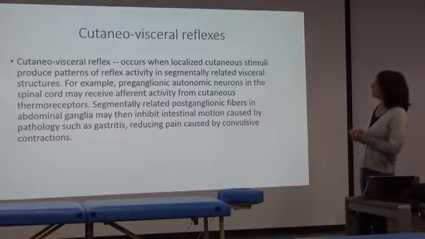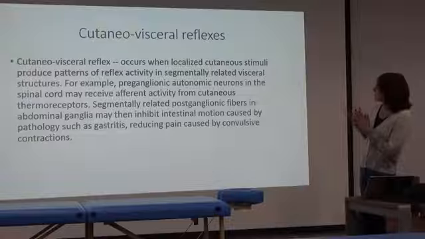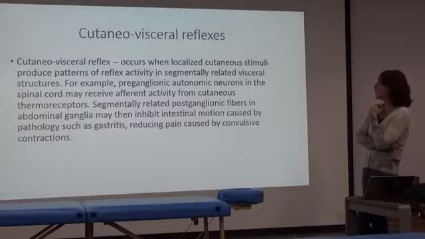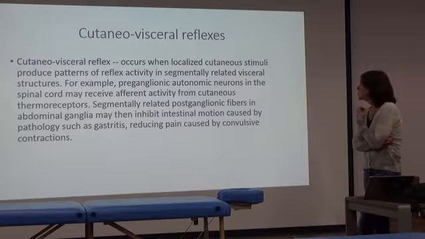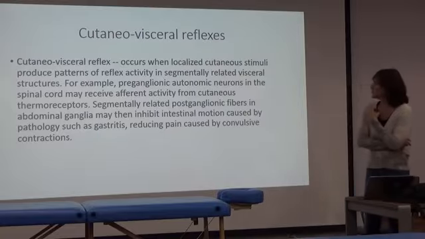Cutaneovisceral reflexes. That's the other way around, where a problem from the skin could affect the organs. So we have, like it says here, segmentally related postganglionic fibers in abdominal ganglia that may inhibit intestinal motion caused by pathologies such as gastritis, reducing pain caused by convulsive contractions.